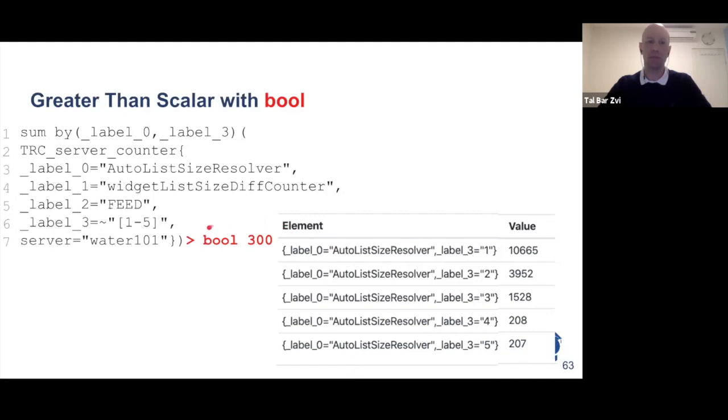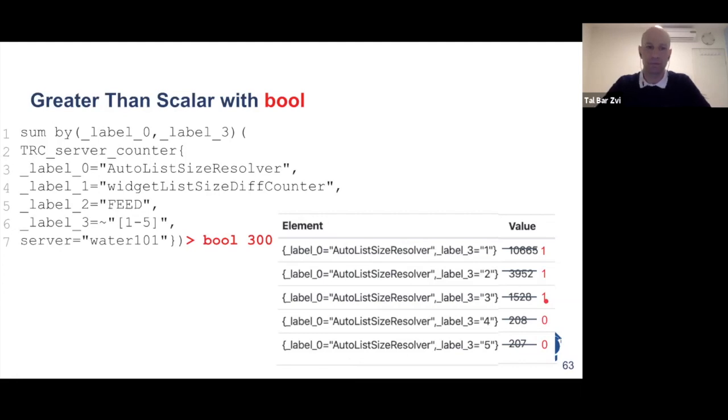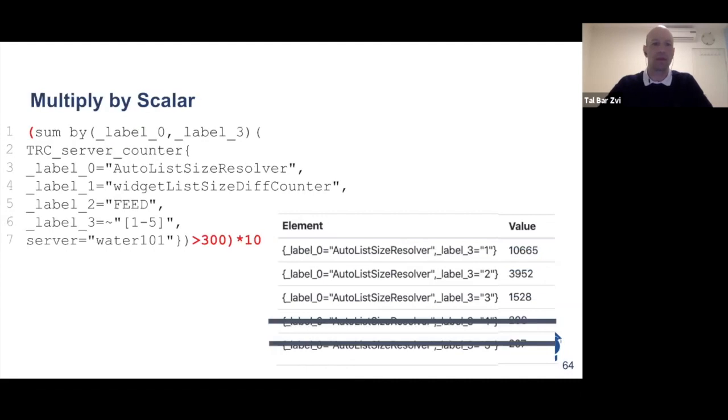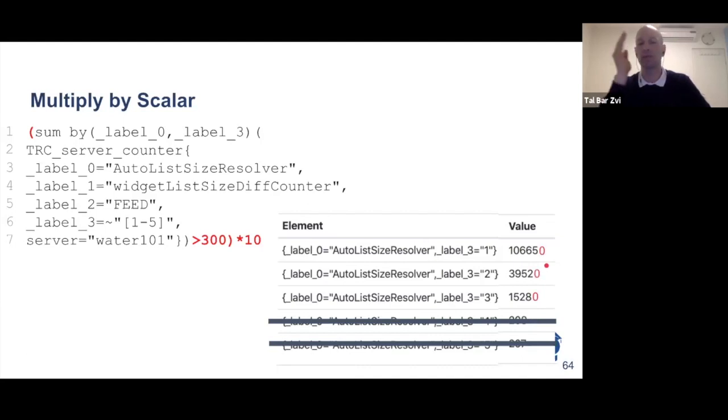If I add the operator bool, it will replace the result with the value 0 for false and 1 for true. This is very useful in alerting. And then I can multiply. Give me all the series which in this instant are bigger than 300, and multiply them by 10. This is very useful when you want to scale your data.